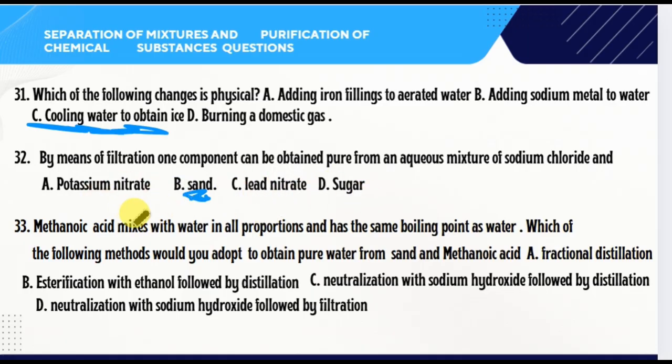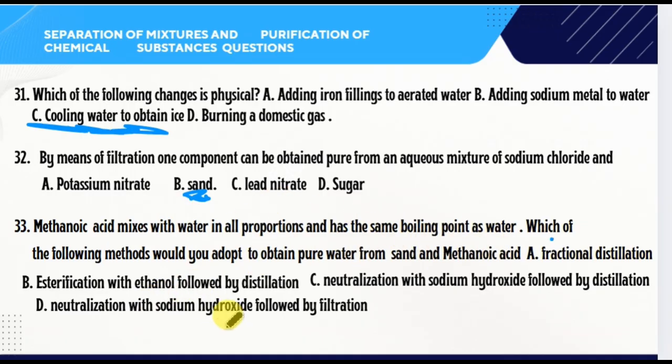Methanoic acid mixes with water in all proportions, that is, they are miscible liquids, and it has the same boiling point as water. Which of the following methods will you adopt to obtain pure water from sand and methanoic acid? The first thing we need to do in this question is to get out the sand. We can get out the sand by filtration, followed by fractional distillation to separate water from methanoic acid.